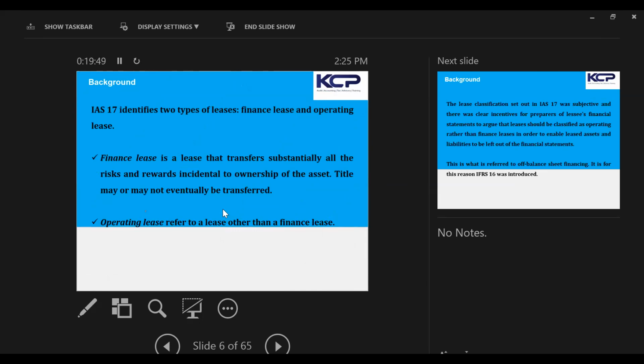So we're still trying to lay a good foundation, right? IAS 17 identifies two types of lease. In our local standard, the position is the same, right? It was the same. So the standard recognizes that you may have a finance lease, you may have an operating lease. What is a finance lease? It's very much good to say that it's a long-term lease. That is a layman's way of explaining it.